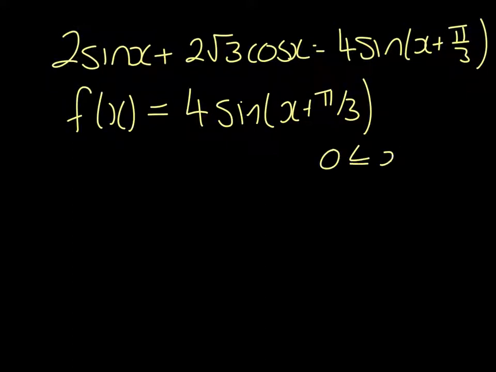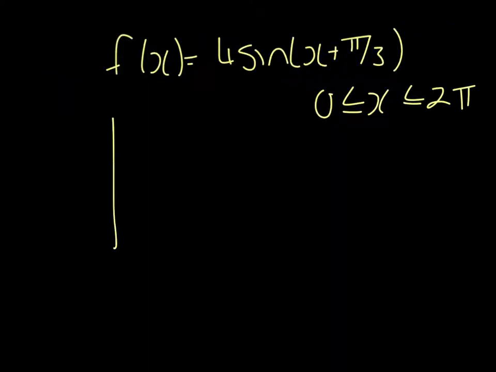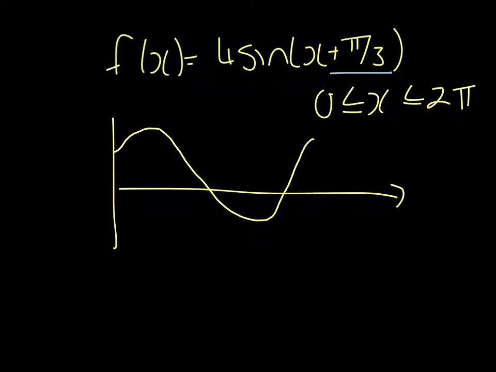And we're told that x is between 0 and 2 pi. Asked for the range of f of x, sine goes between plus and minus 1, which means that f of x is going to go between plus 4 and minus 4. So if we sketch the sine curve, and we have plus pi over 3, which means that all of the x values have been translated pi over 3 to the left. So our curve will look like this.